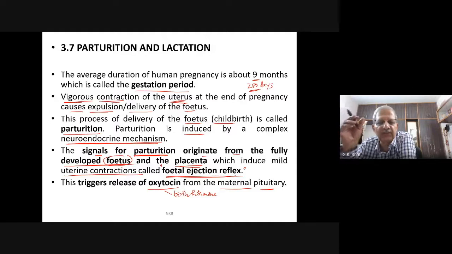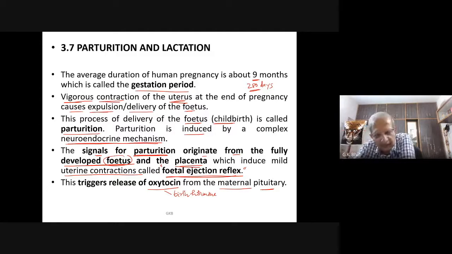We call it head fixing stage. Once this head gets fixed near the cervical region, the head presses this cervical region, the signal is carried to the pituitary. There, the hormone oxytocin, birth hormone, which is secreted by the hypothalamus, but stored in the posterior pituitary, pars nervosa, gets released into the blood. From there, it comes to the uterus region and makes this uterine wall contract.